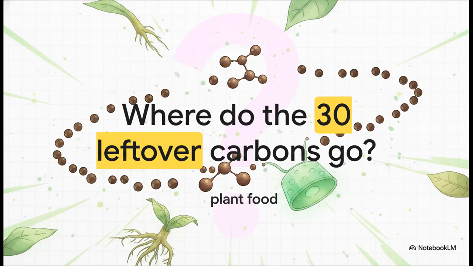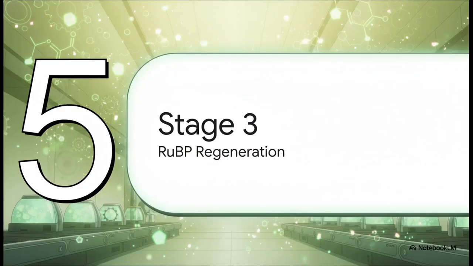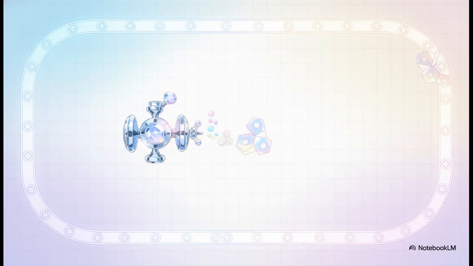36 minus 6 leaves 30. So what happens to the remaining 30 carbons? I mean, they don't just vanish into thin air, right? That mystery brings us perfectly to Section 5, Stage 3, RuBP regeneration. Here is the factory's vital reset mechanism. Those 30 leftover carbons are perfectly recycled.